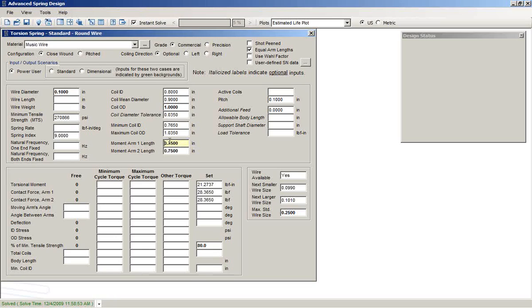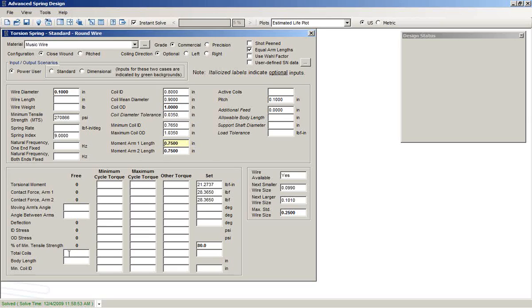Notice that as I made an entry in one of the moment arm length fields, the same entry was made in the second moment arm length field, and that happened because of this option up here, equal arm lengths. By setting that active, it equates those two, and that allows the software to back solve for moment arm length given other inputs if we need to, adding to the flexibility.